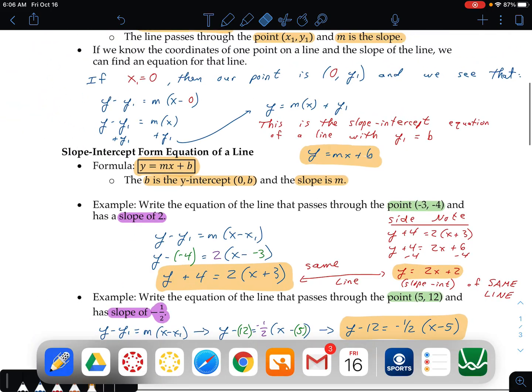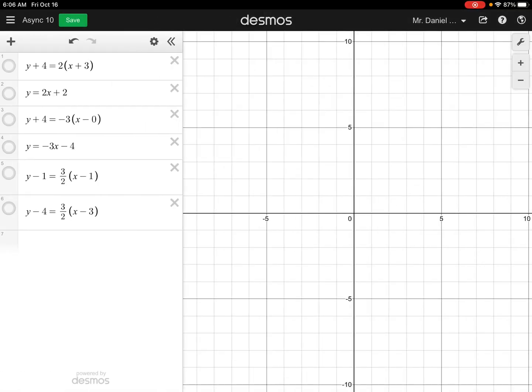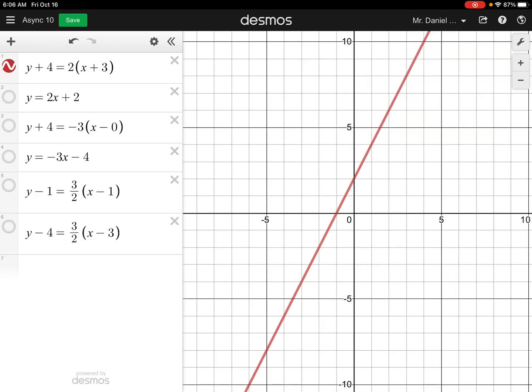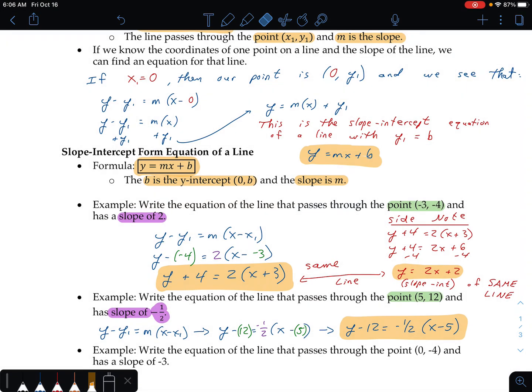If we take a quick look at Desmos, here was the first line we had, y plus 4 equals 2 times x plus 3. And if I graph this line, look at that, it's exactly the same. They are directly on top of each other. So they are the exact same line. One is written with regards to a point and the slope, and the other is written with regards to the y-intercept and the slope.